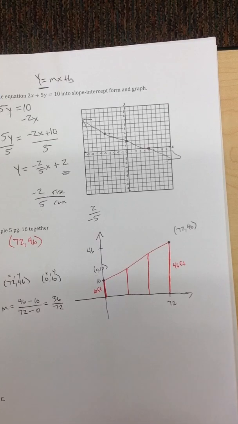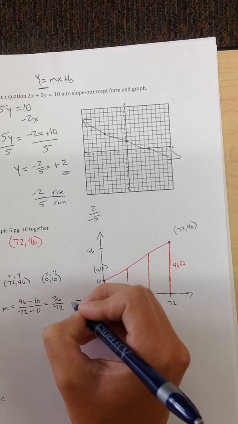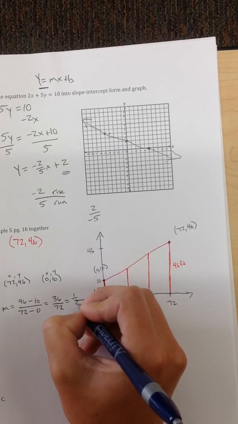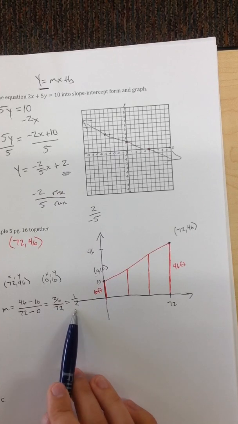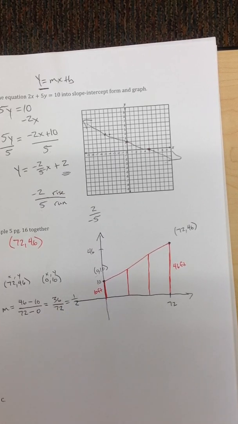And 36, I believe, is half of 72, so that should reduce down to a half. So if you take 36 divided by 36, you get 1. 72 divided by 36, you get 2. So our slope here is going to reduce down to 1/2.